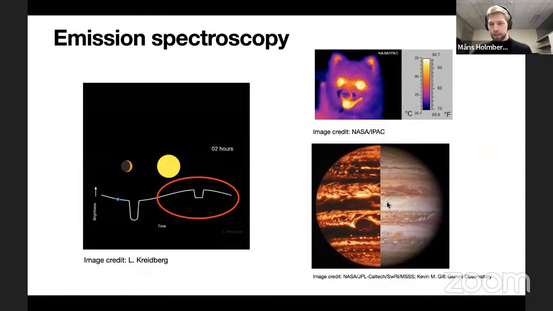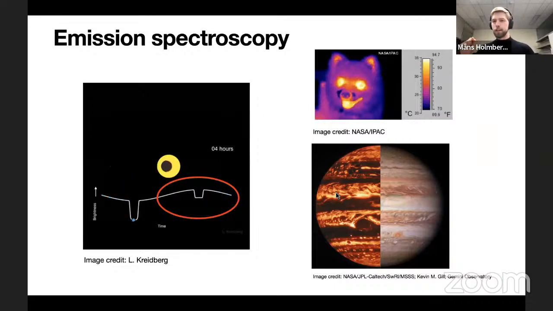So this is Jupiter. On the right-hand side, there is visible light, and on the left, you have infrared. You can see it. Jupiter is glowing from the heat. But Jupiter is quite far away, so it's not glowing that much. But looking at the emission, so the thermal emission, the radiation from hotter objects, we get more signal, and we can actually do this.